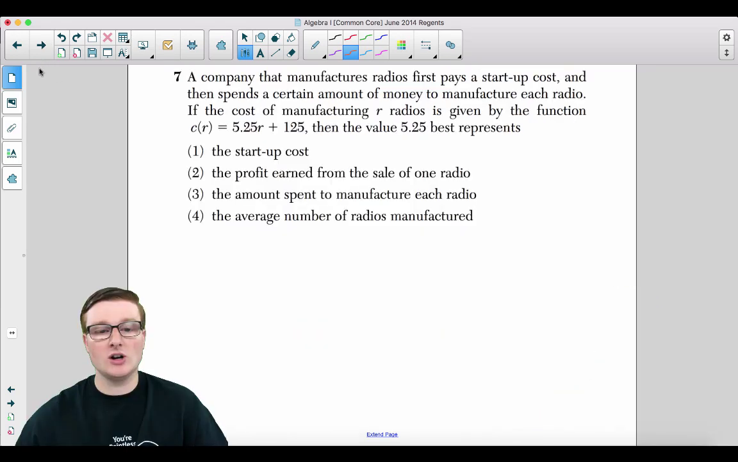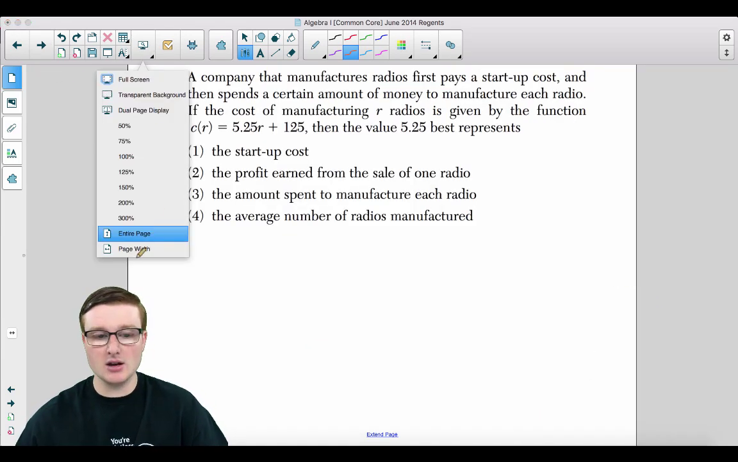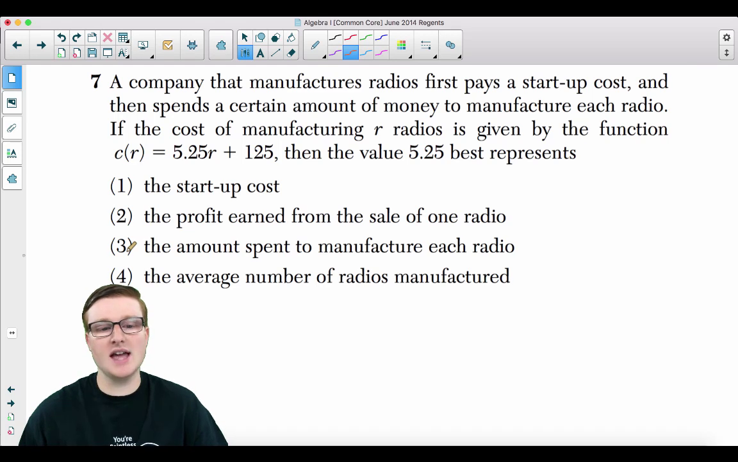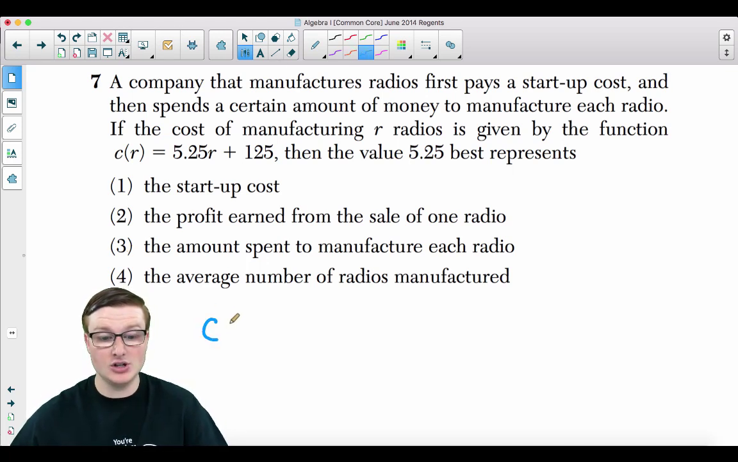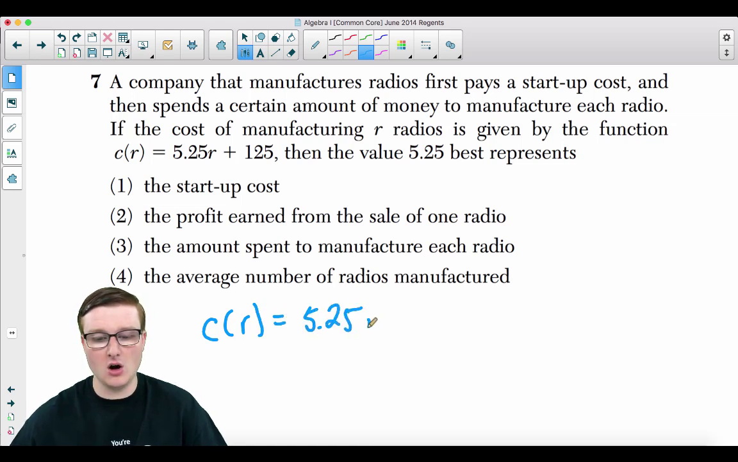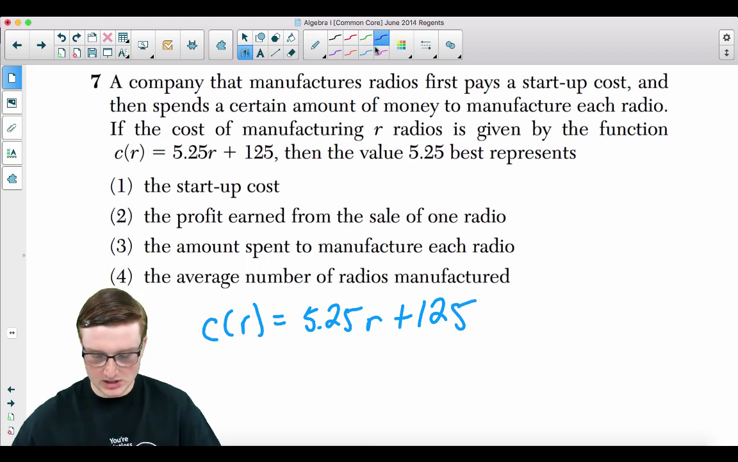All right. Question 7. A company that manufactures radios first pays a startup cost and then spends a certain amount of money to manufacture each radio. If the cost of manufacturing R radios is given by the function C of R is equal to 5.25R plus 125, then the value of 5.25 best represents what? That's a lot of reading. So C of R is, again, 5.25R plus 125. I want to talk about what each part is.